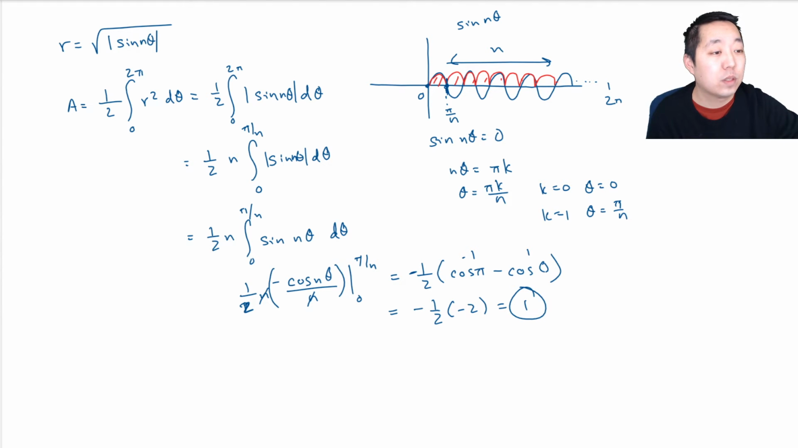Anyway, I thought it was an interesting problem, having to deal with the absolute values. Incidentally, this has a cool shape. It's kind of like a weird petal. It looks like a flower if you were to graph it.